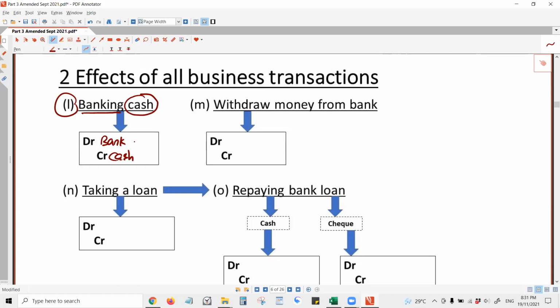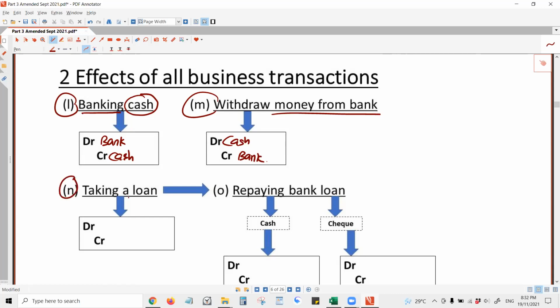So this is something restaurants would normally do. Restaurants in real life would normally put cash into the bank at the end of each day. Transaction M, withdraw money from the bank for business use. So this is the other way around. You debit cash, you have more cash, but you have less money in the business bank account. So these two are simple, L and M.